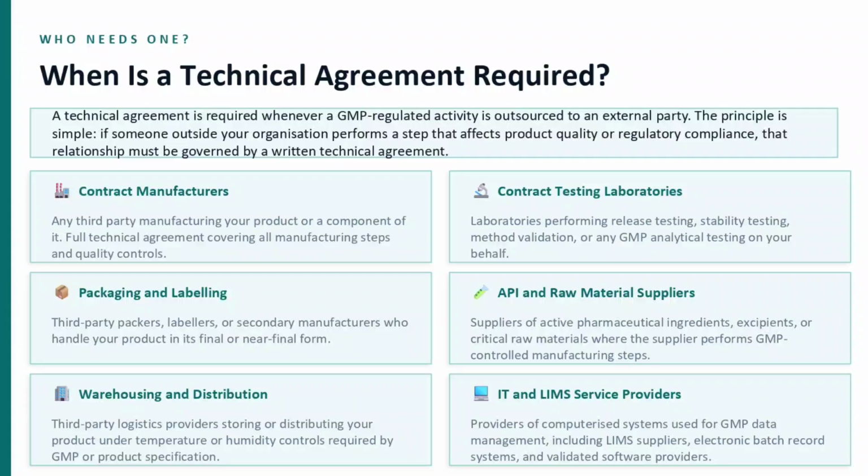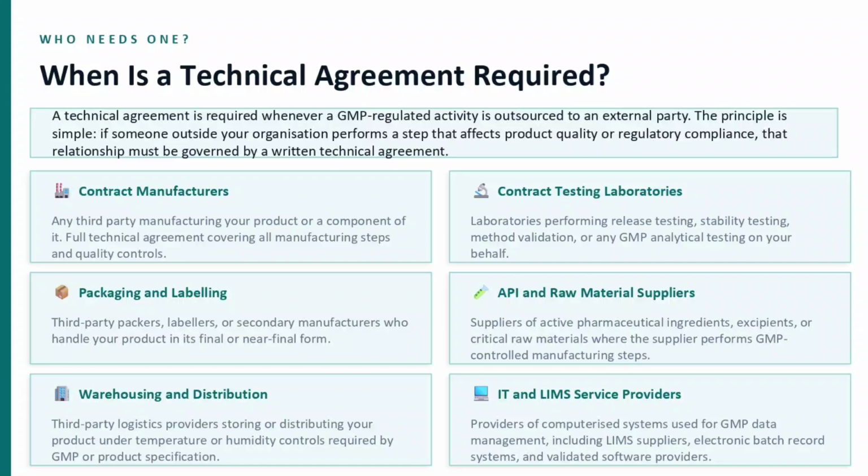Any third party manufacturing your product or a component of it needs a full technical agreement covering all relevant manufacturing steps and quality controls. Contract testing laboratories. Laboratories performing release testing, stability testing, method validation, or any GMP analytical work on your behalf. This is directly relevant for those of you working in food testing or pharmaceutical testing laboratories. If a food manufacturer sends samples to your lab for GMP-relevant testing, there should be a technical agreement in place.